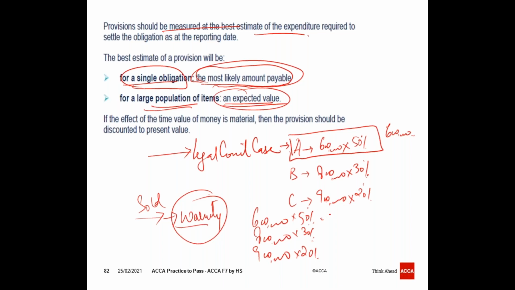Expected value means the weighted average. So 50% of 6 lakh will be 3 lakh. 30% of 8 lakh will be 2 lakh 40,000. And 20% of 9 lakh will be 1 lakh 80,000. By adding all these figures, we get the value of 7 lakh 20,000. The provision should be made at 7 lakh 20,000 for a large population.